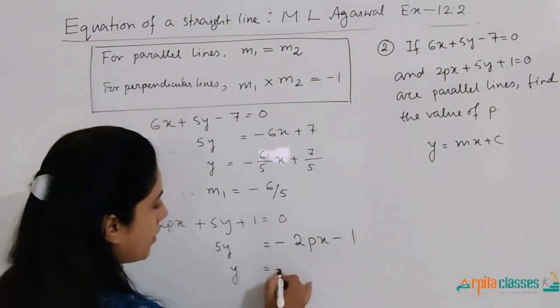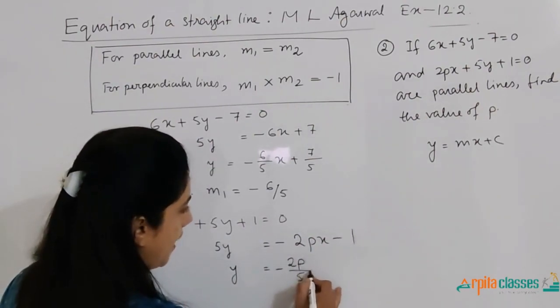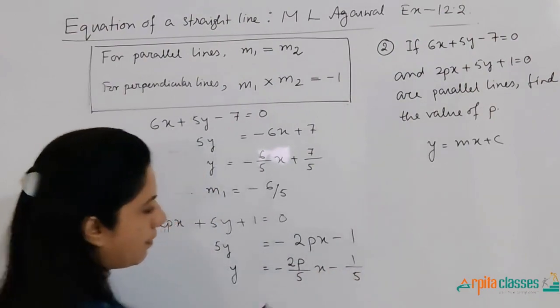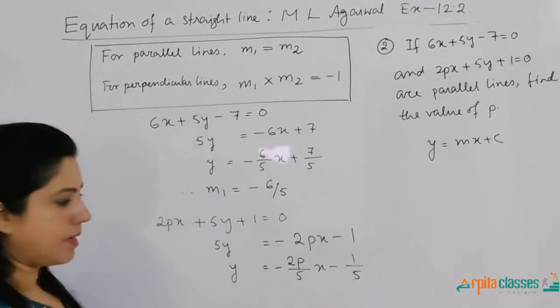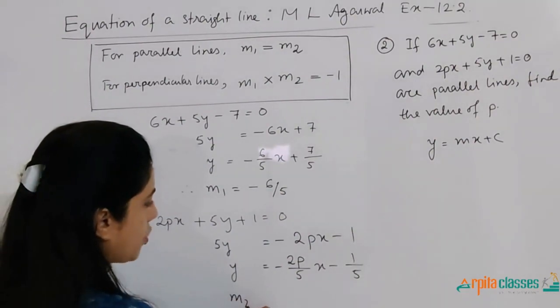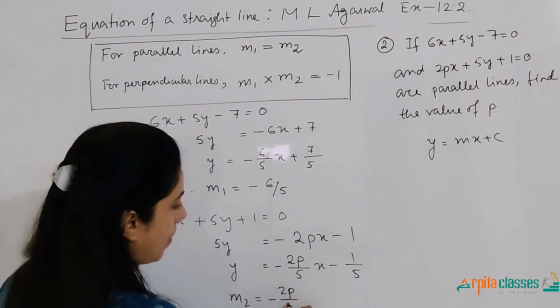So y is equal to minus 2p by 5 x minus 1 upon 5. So again, compare this equation with the general equation y is equal to mx plus c, and we get m2 is equal to minus 2p upon 5.